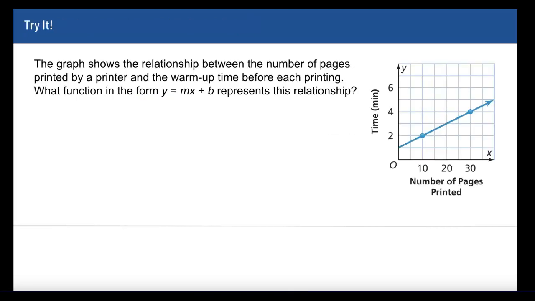You try it here. The graph shows the relationship between the number of pages printed by a printer and the warm-up time before each printing. What function in the form of y equals mx plus b represents this relationship? So we have number of pages listed along the bottom and time listed along the top. You'll want to find your slope to plug in for m and identify your y-intercept to plug in for b.